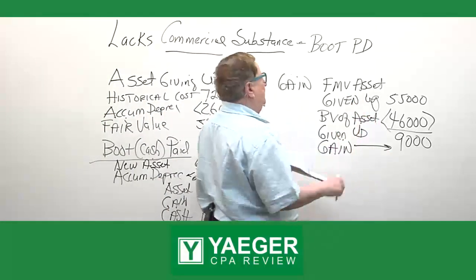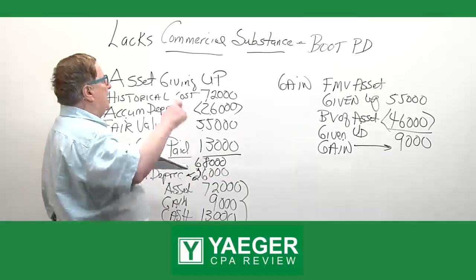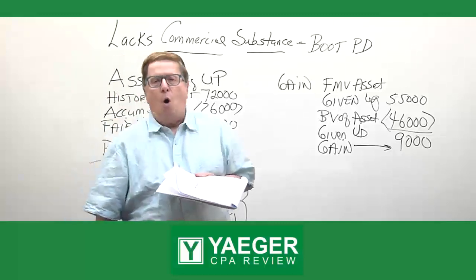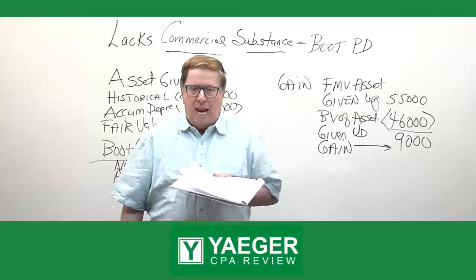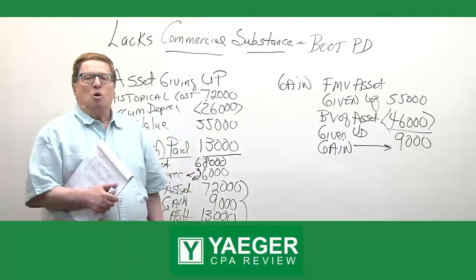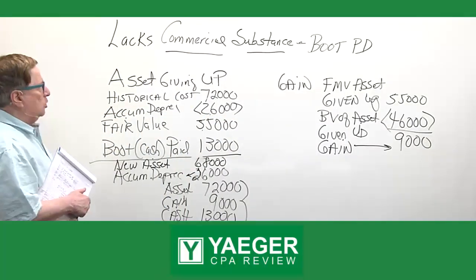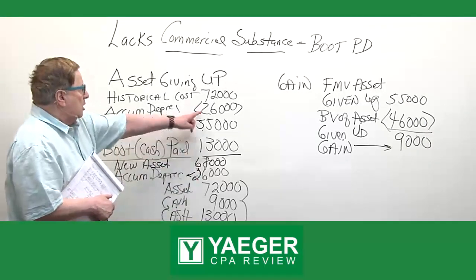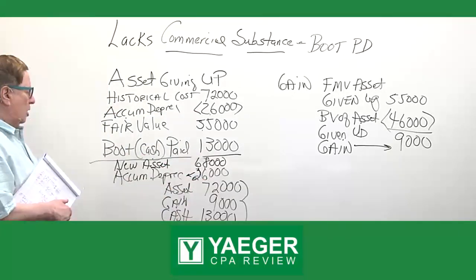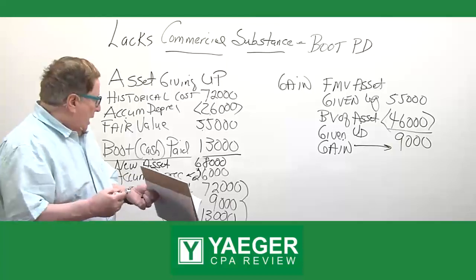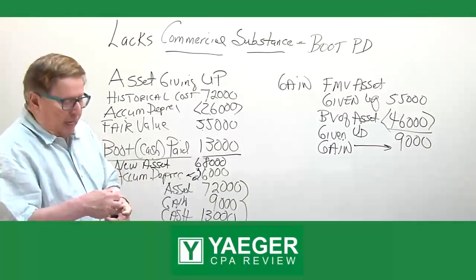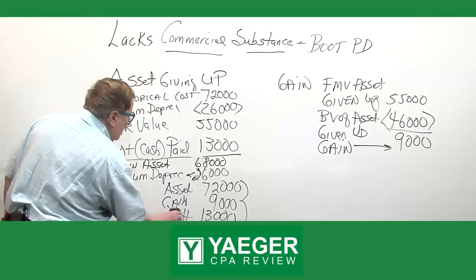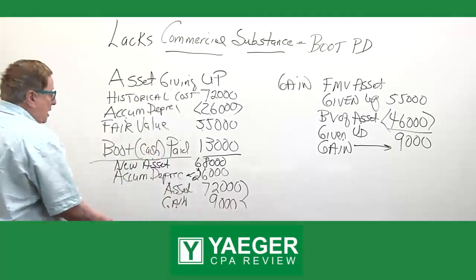Now this is the rule. When you have a transaction that lacks commercial substance and you pay cash boot, all the gain is deferred. Now we'll record the transaction. All the gain is deferred, so we debit the accumulated depreciation, the $26,000. We credit the asset, 72. We credit the cash, 9. And none of the gain is recognized. When you have a transaction that lacks commercial substance and boot is paid, none of the gain is recognized. But if there's a loss, loss is always recognized.